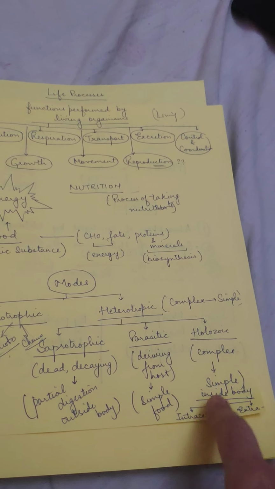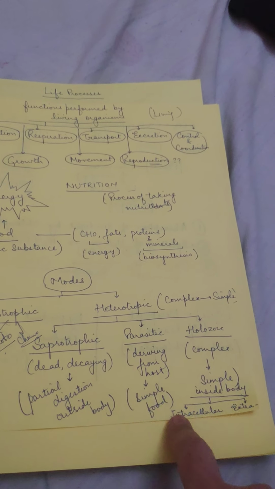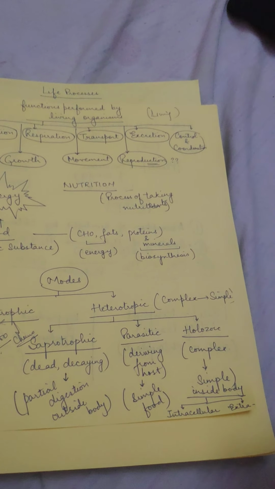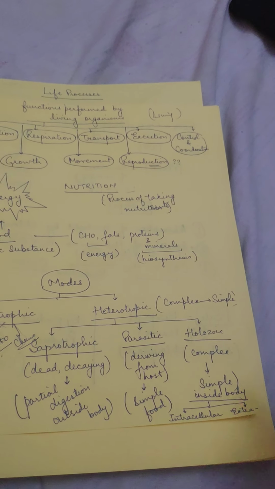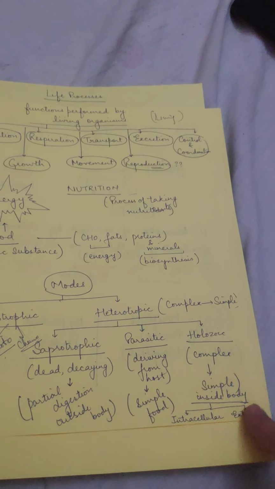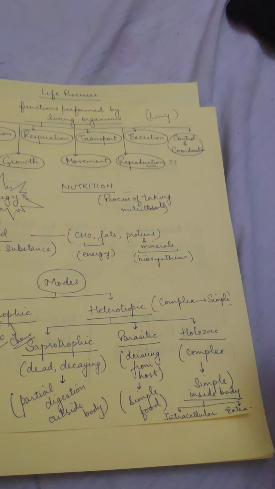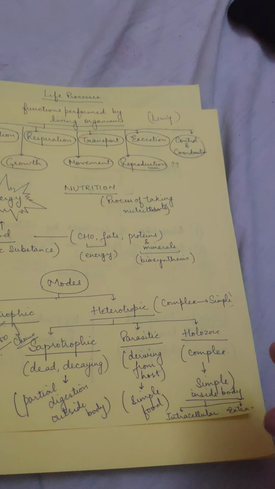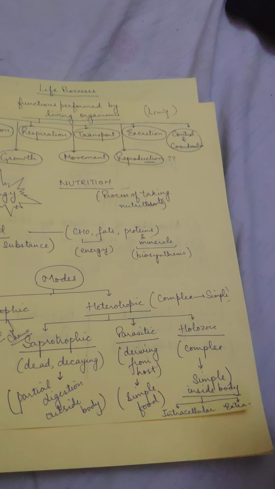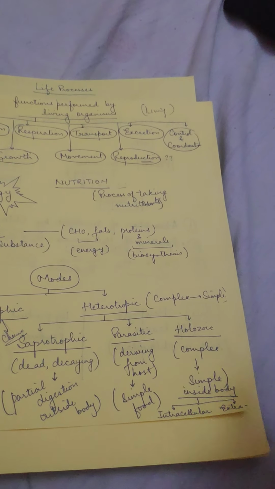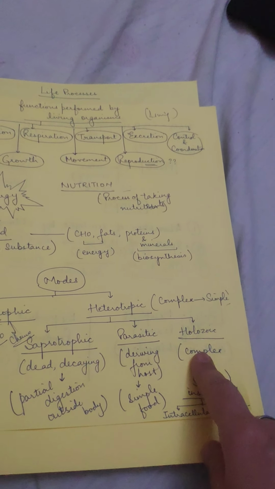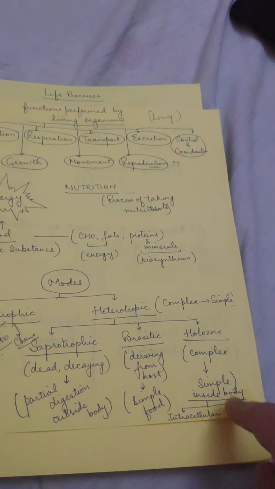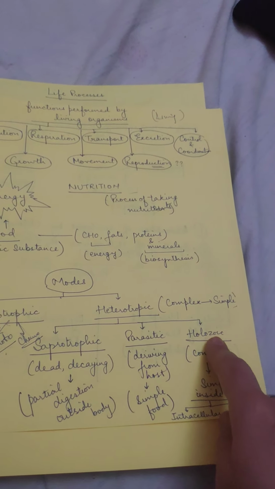Now this holozoic nutrition is further divided into two types. Either it is intracellular, like if we talk about amoeba, which takes the nutrition inside its own cell, and then it is further digested there. The second category is extracellular. Like human beings, we take the food inside our body, but the digestion happens in our digestive cavity, not inside the cells of the body, okay. So the breaking of complex food into simple form is done inside the body in the case of holozoic nutrition.